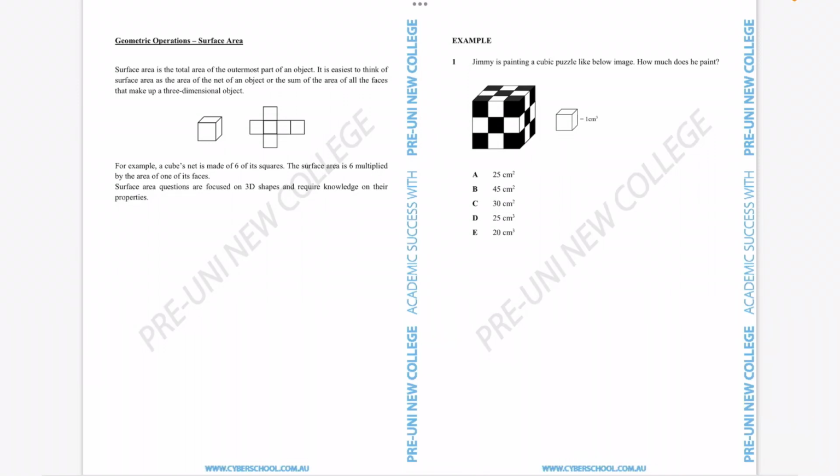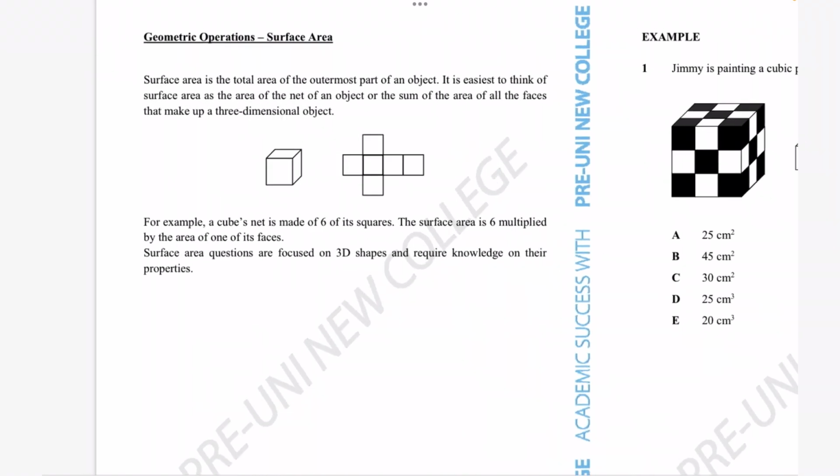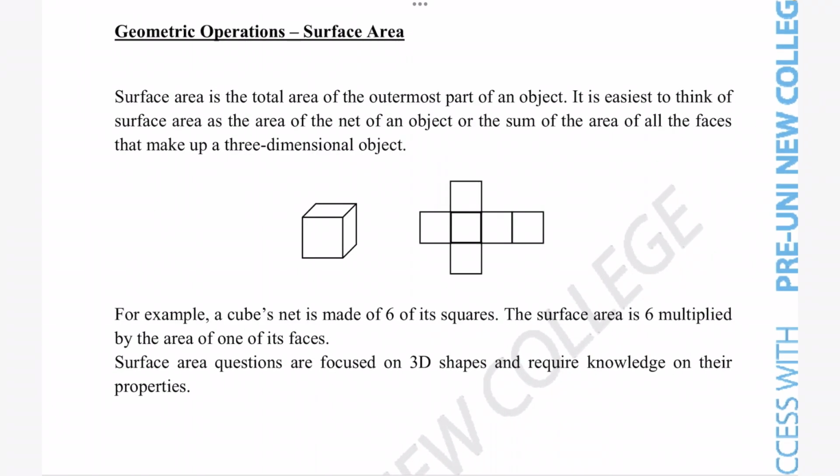Everyone, welcome to this video all about geometric operations, which is a type of measurement and data question. Today in this video we're going to be concentrating on a focus called surface area. Surface area is the total area of the outermost part of an object. It's easiest to think of surface area as the area of the net of an object, or the sum of the area of all the faces that make up a three-dimensional object.